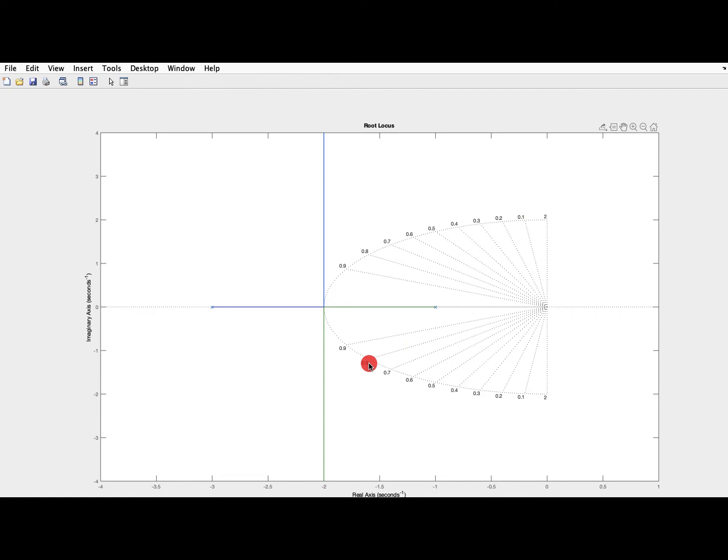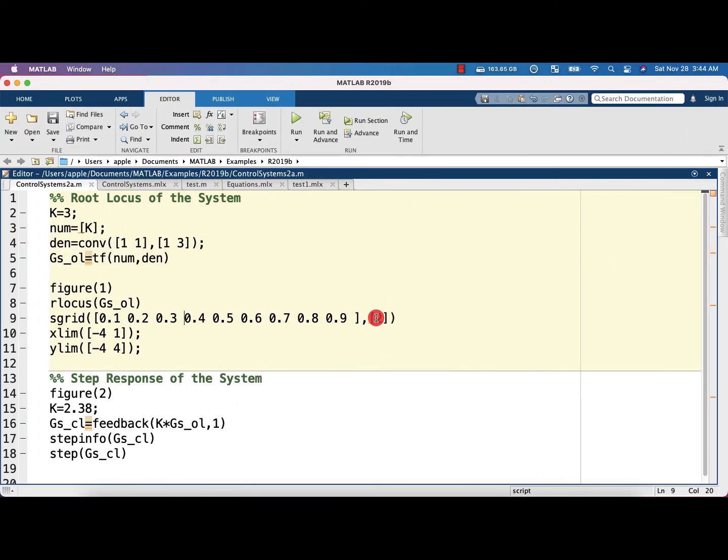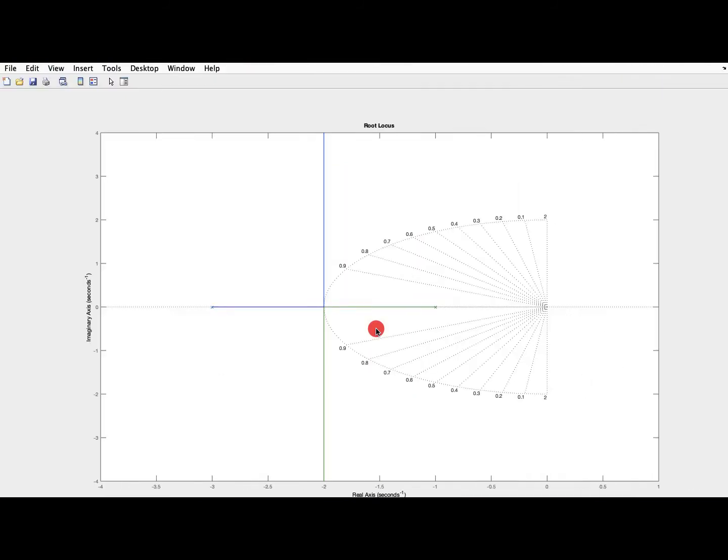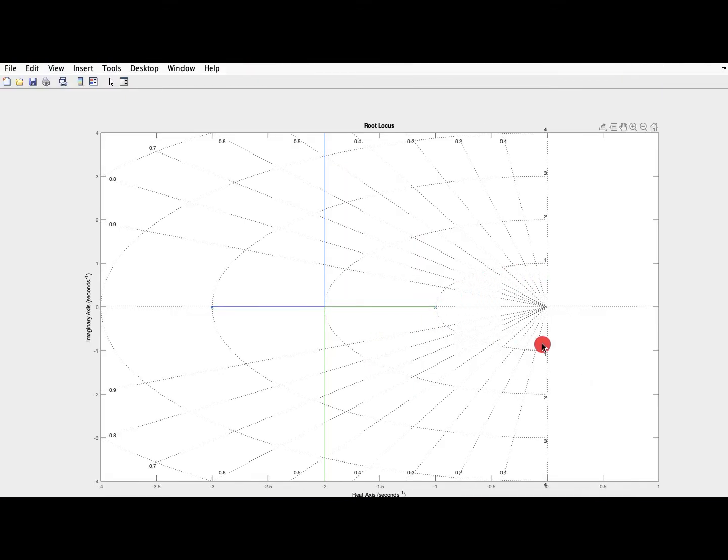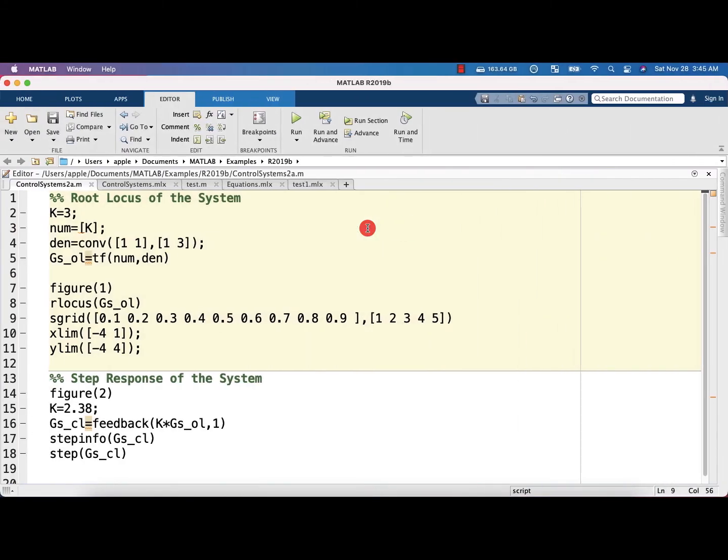Now I also want to extend it over higher values of omega n. So I am going to sketch the omega n circles of radius 1, 2, 3, 4 and 5. So now let's run this. Now you will see all of this. This is the circle of omega n equal to 1, this is the circle of omega n equal to 2, omega n equal to 3, omega n equal to 4 and so on. So these are the zeta lines. sgrid is a very useful command to sketch these zeta lines and the omega n circles, okay.